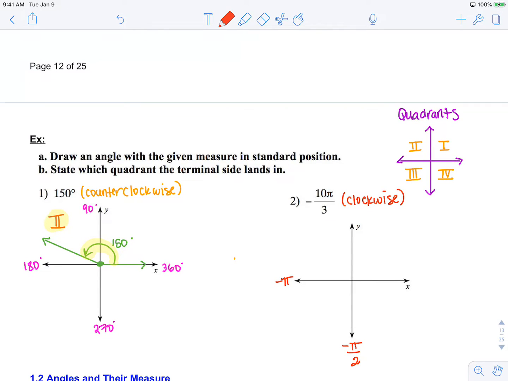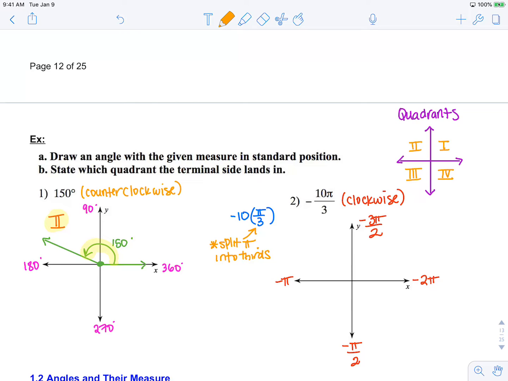If this is negative pi over 2, negative 2 pi over 2, now this angle is negative 3 pi over 2, and a full rotation is negative 2 pi radians. So in order to visualize negative 10 pi over 3, I see that as negative 10 pi over 3's. And in order to visualize pi over 3, the idea is we are going to split pi into thirds.